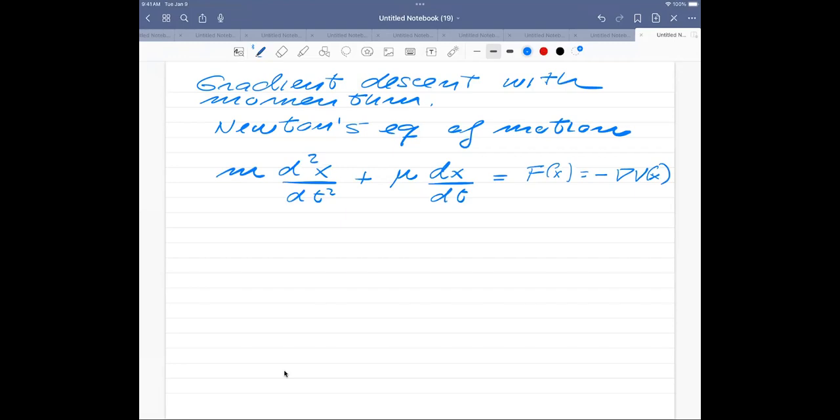Is anyone who's never seen this equation before? Okay, I guess everybody's seen that in one way or the other. This doesn't need to be Newton's equation. It could be another type of system. So the mu is just a friction term. And then the force which we have is now given by the gradient of a potential.